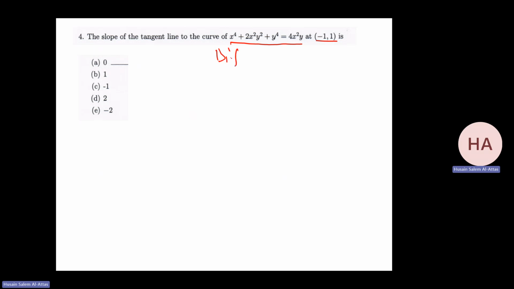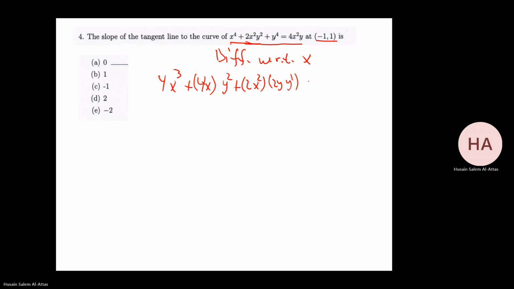Differentiate with respect to x. Yeah, we know this. This question is repeated. 4x cubed plus this product of two functions. 2x squared, it will be 4x times y square plus 2x square, derivative of y square, which is 2y, y prime, plus 4y cubed, y prime. This is product of two functions. 4x squared, 8xy plus 4x squared, y prime.